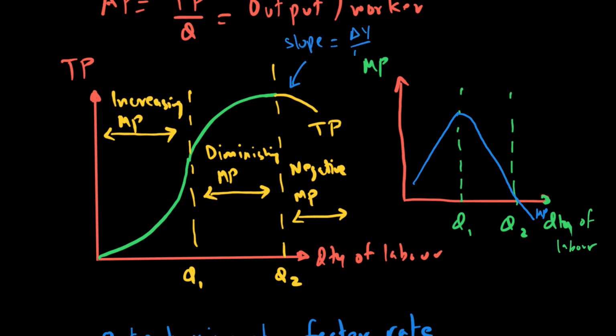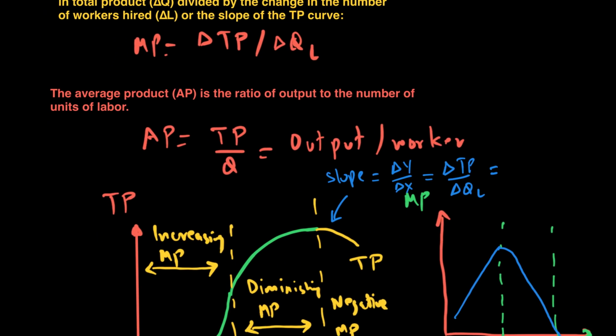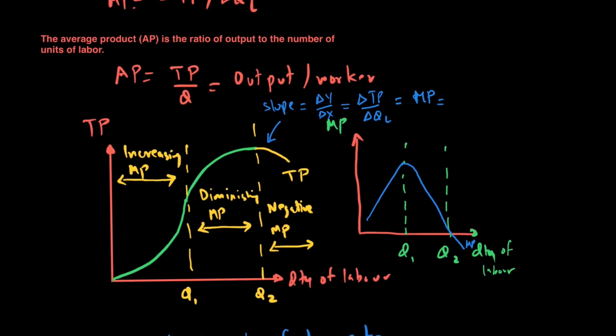change in Y over change in X, which will be change in TP over change in Q of labor. Now, if you go back to the formula that we established for MP, we're looking at MP to be change in TP over change in Q of labor, which means MP is simply the slope of TP, which means MP tells us the rate at which TP is changing.